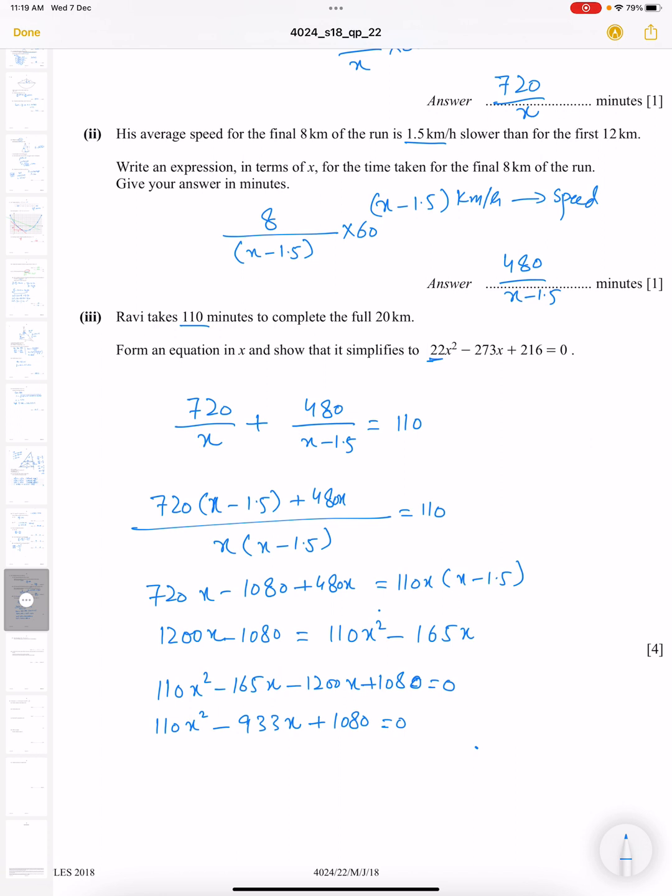And we have 1365. Okay, let's divide all of these values by 5. If I take 5 as common, it is 22x square minus 273x, and 1080 divided by 5 is 216, equal to 0. 5 divided on both sides, we get our required equation: 22x square minus 273x plus 216 is equal to 0.